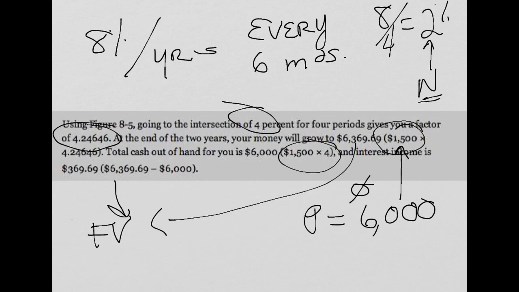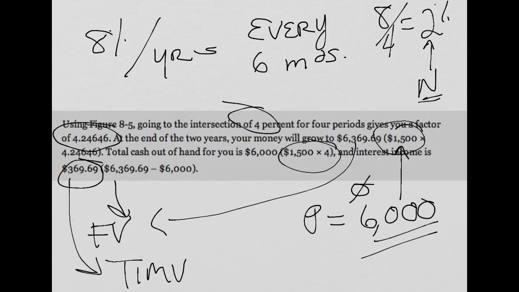Okay, pardon me. So you see that you pay in $6,000 of real dollars. The future value is greater, and the difference is the interest earned, or the interest factor, or the time value of money. This represents the time value of money during this period of time, this 2 years.